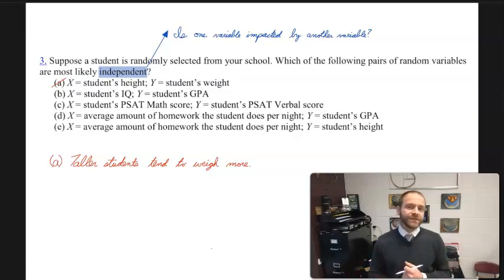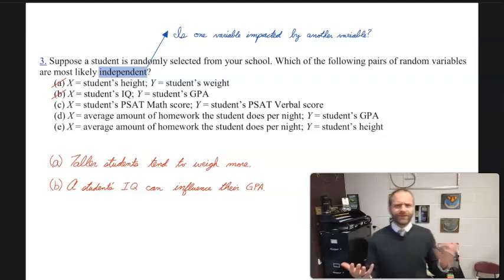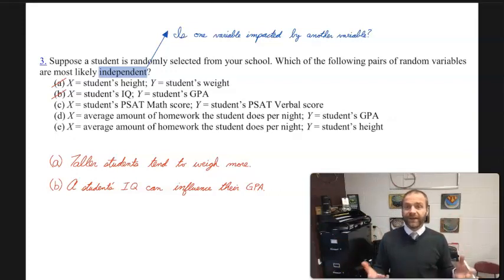How about students' IQ and students' GPA? Those could impact each other. Students' IQ can influence their GPA, so that's not it. Okay, what about students' PSAT math score and their PSAT verbal score? Now you may be going, okay, well math, verbal, those aren't related, so those are independent, and maybe that's my answer. And I'm going to tell you, put C on hold. Put it on the back burner for right now.